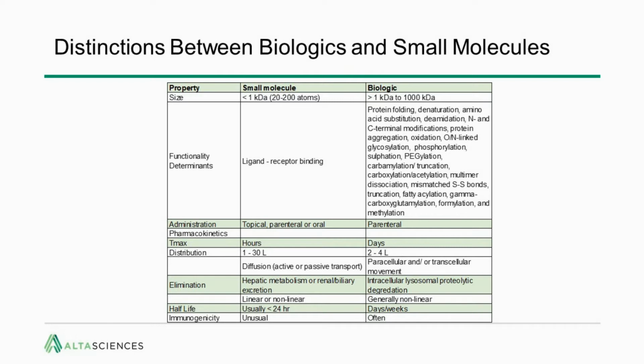The reason it's distributing differently is that with small molecules, diffusion can be active or passive. It's not hard to get these small molecules dispersed throughout the body. Whereas with biologics, you're going to require some transcellular, paracellular active transport to get them to where their place of action will ultimately be.